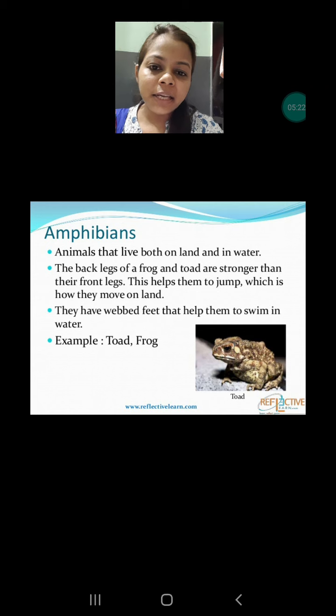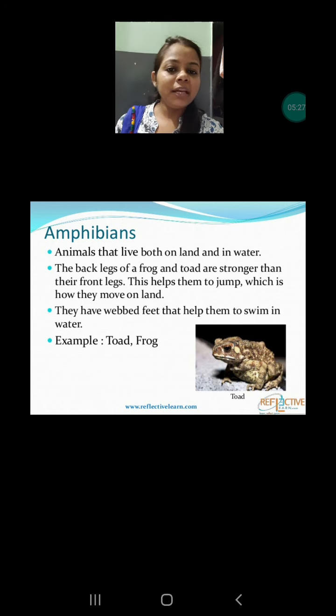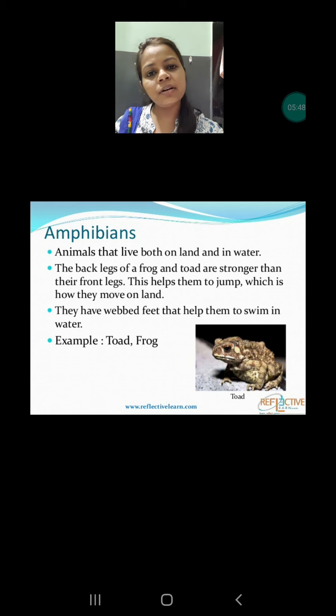The back leg of a frog. The frog is taken as the example. Many animals are there, and in different animals, different types of adaptation can be found in the amphibians. So here we are talking about the frog. There are a lot of types of modification found in the frog. In other animals like snake or tortoise or crocodile, they may have slightly different adaptations. The next adaptation is webbed feet.